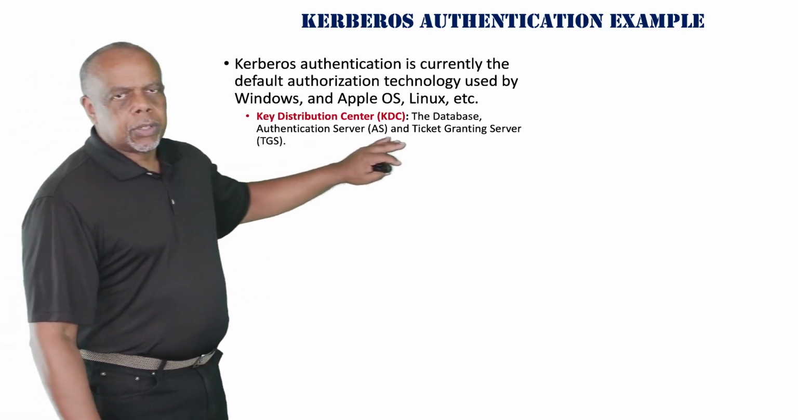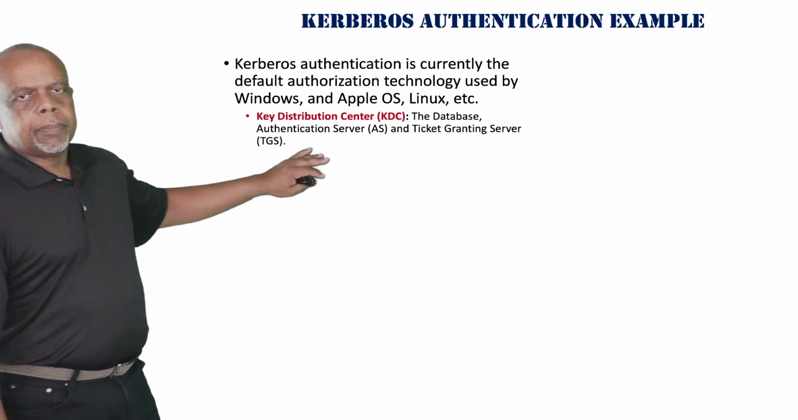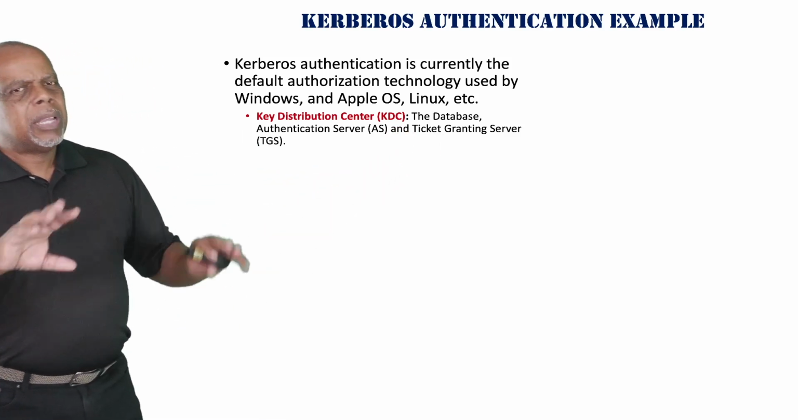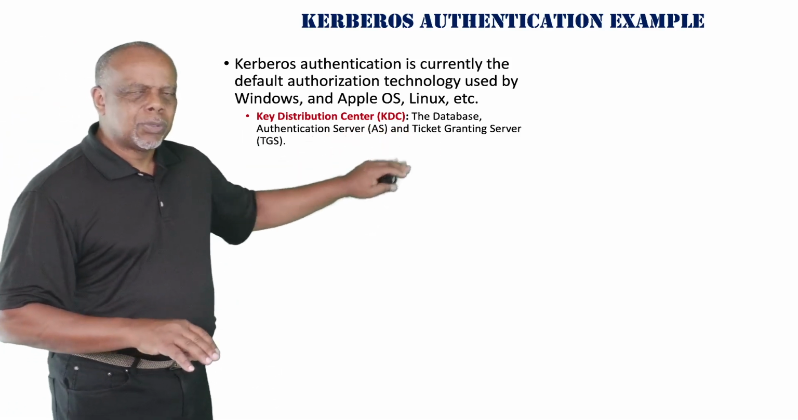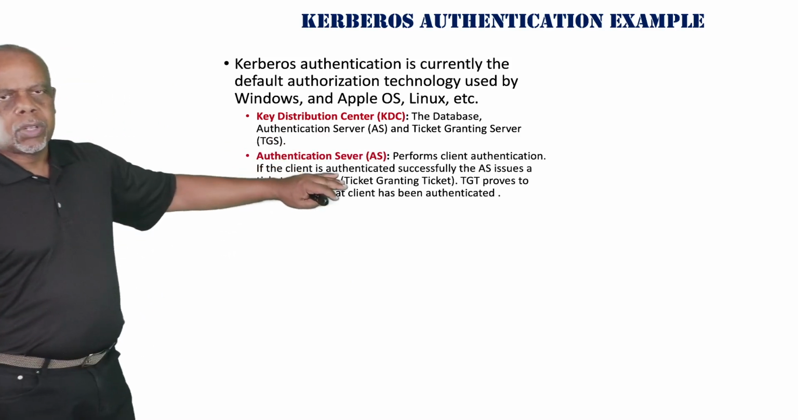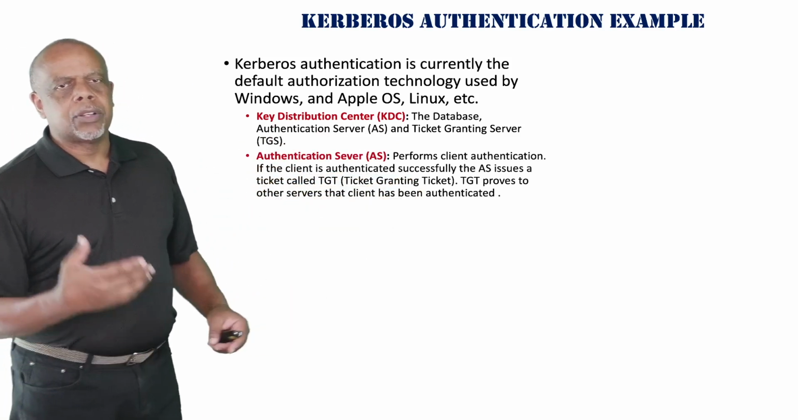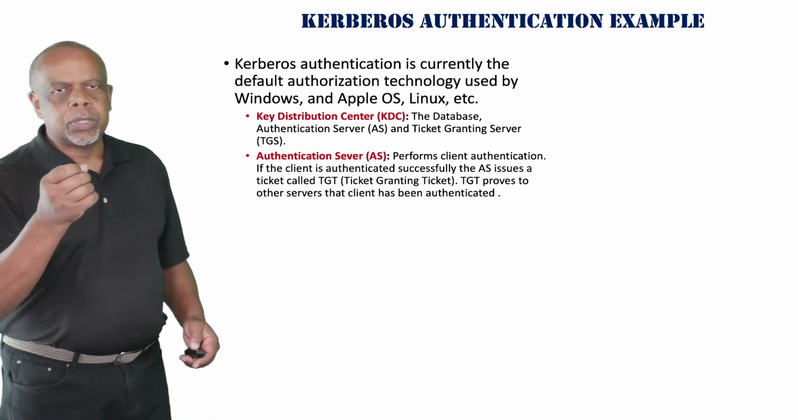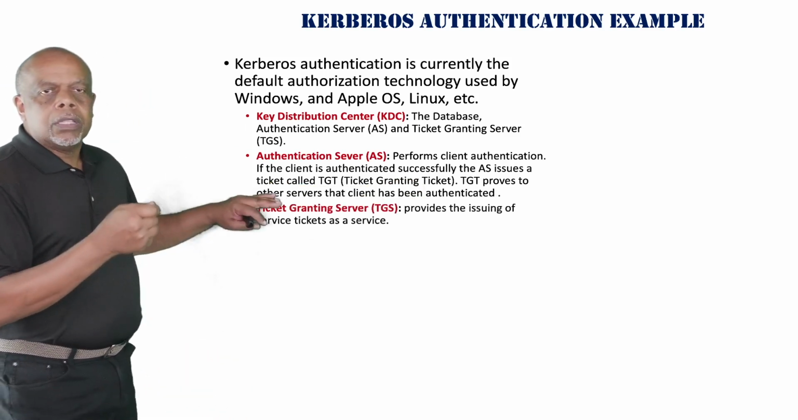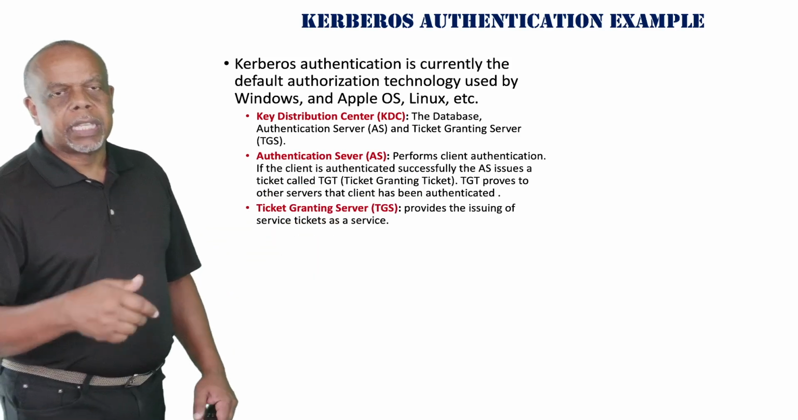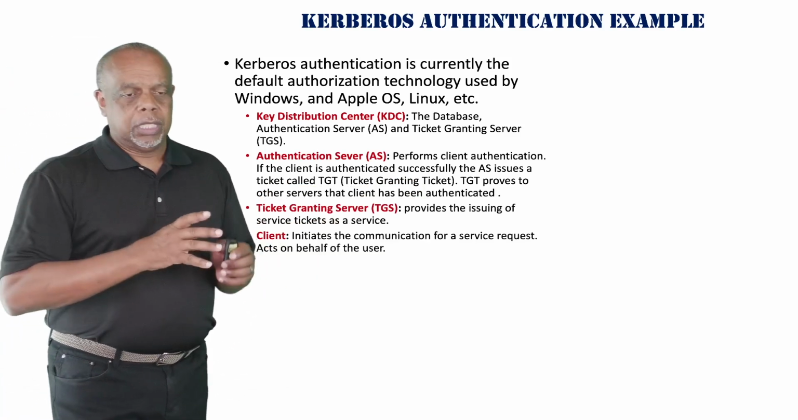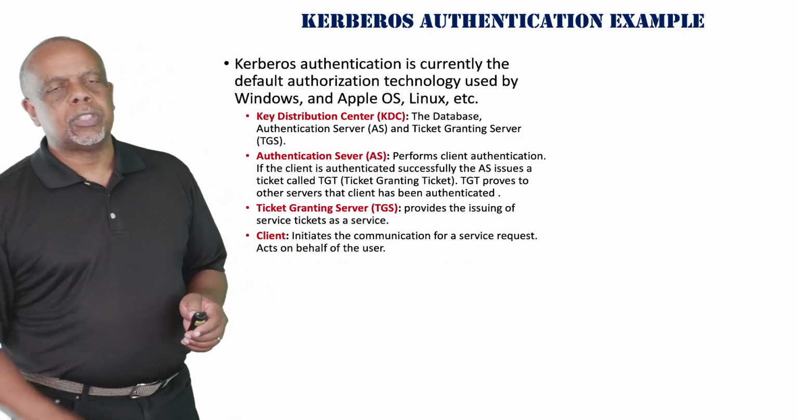You've got your KDC, your Key Distribution Center. That's the database. It's your authentication server. It's what we call a ticket granting system. Don't get too hung up here yet. Just remember those acronyms. Within that, your authentication server is what performs your client authentication. Okay, that's what issues a ticket. Now, your ticket granting server, that's what takes the ticket and provides you service. And the client, that's the computer or the individual that wants to get to the information.